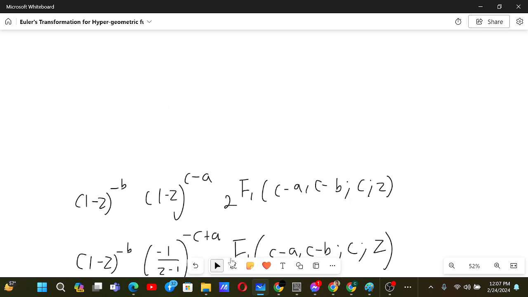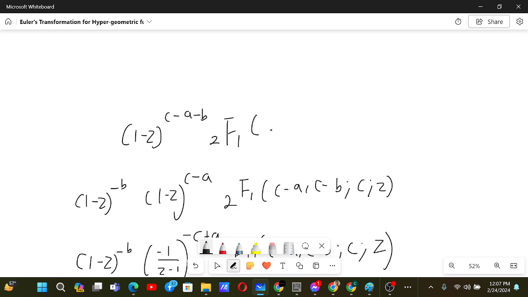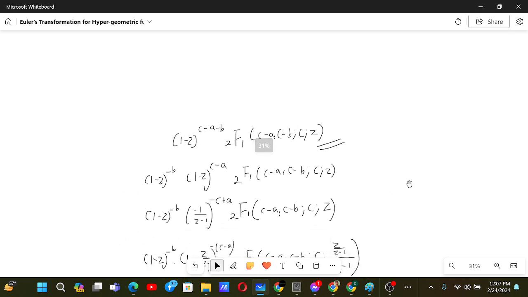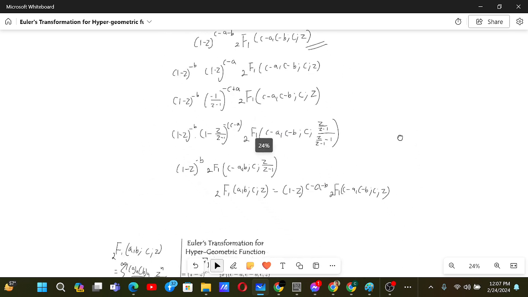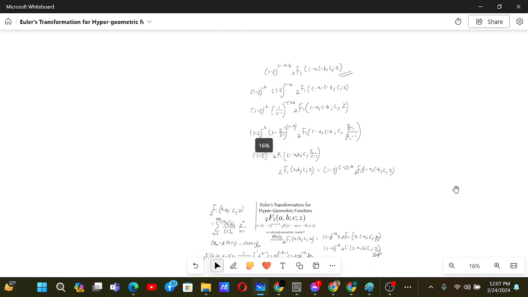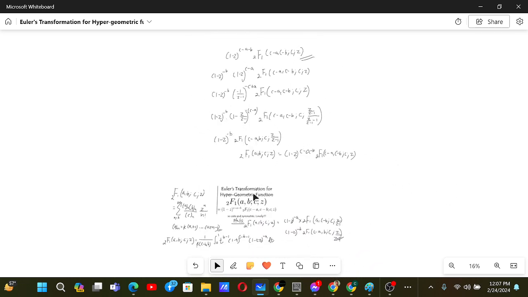Now we can merge these two to get 1 minus z to the power c minus a minus b, 2f1, c minus a, c minus b, c, z. So here we prove the Euler's transformation of hypergeometric function. Yeah. So we basically get 1 minus z to the power c minus a minus b, 2f1 c minus a, c minus b, c, z.